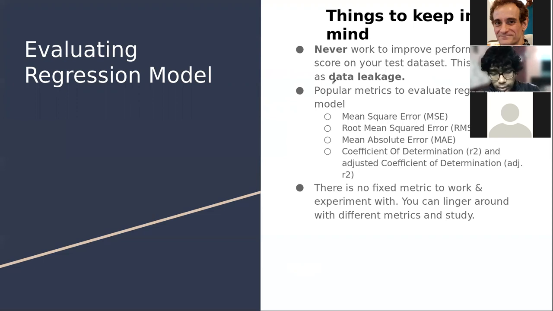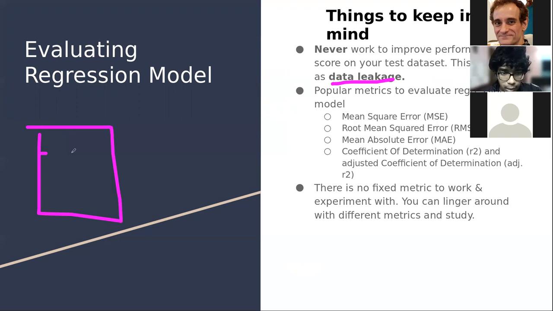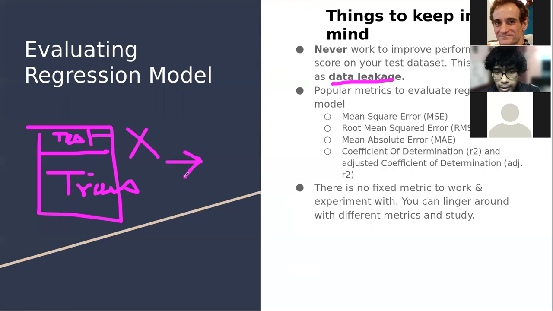What people usually do wrong is data leakage. What is data leakage? Let's say you have data, part of it is for testing, and part of it you use as training. Is this correct? No. What should be done?